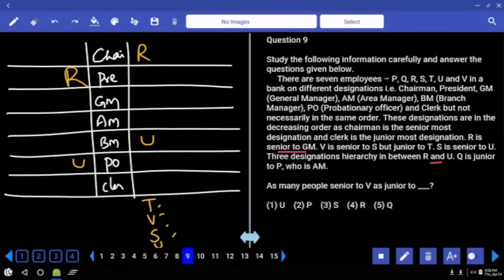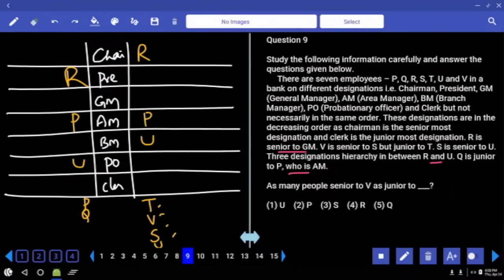Now T, V, S, U, what is the order here? T, V, S and U. Now T, V, S and U is here. Next one, Q is junior to P. Now Q is junior to whom? Junior to P. P who is AM. Now P is assistant manager.